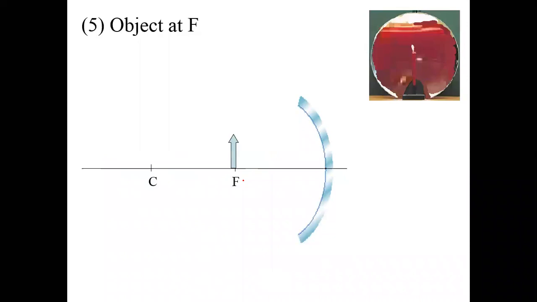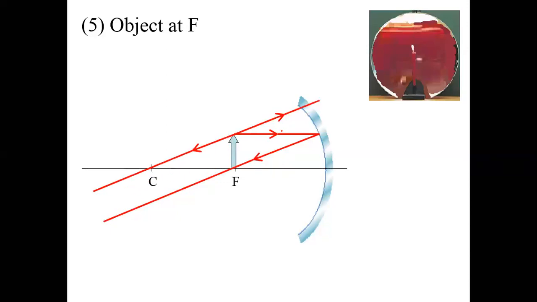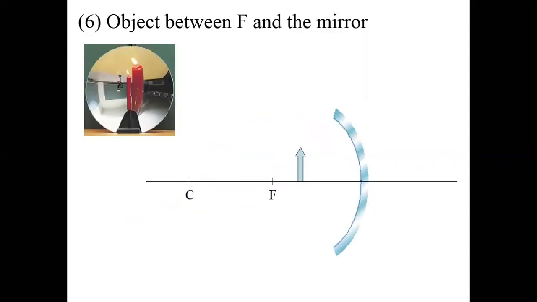Okay. What if the object is at F? Now you can try it yourself actually, but let me just help you out. Send a ray like this. Again, send another here, and it's going to go here. As you see, there is no merging point for the light rays. What does this mean? That means the image is going to be at infinity. When you put the object at F, the image is going to be at infinity.